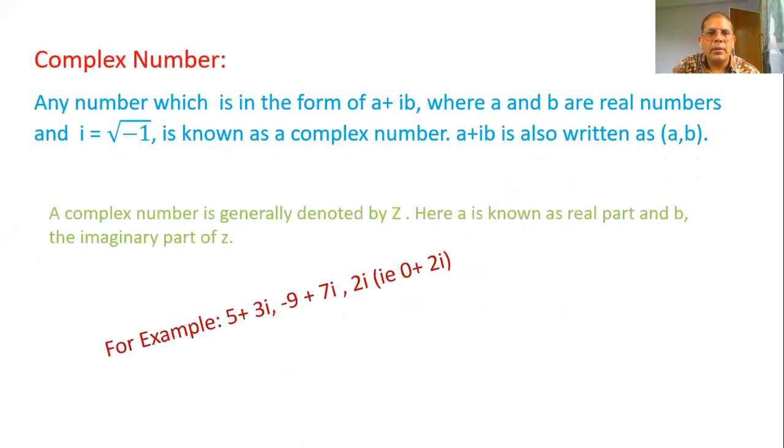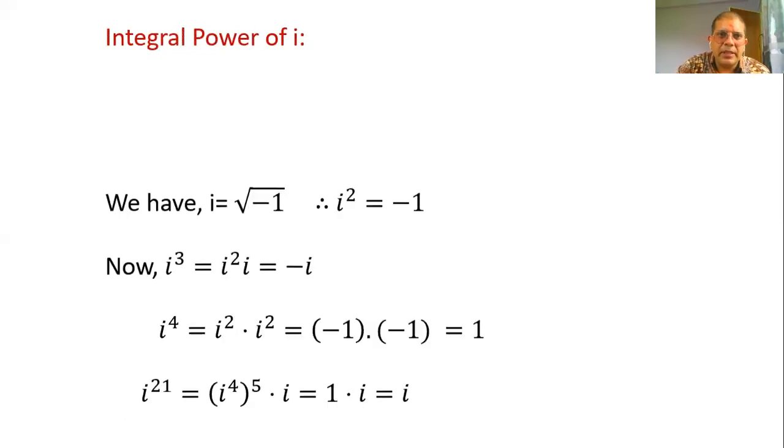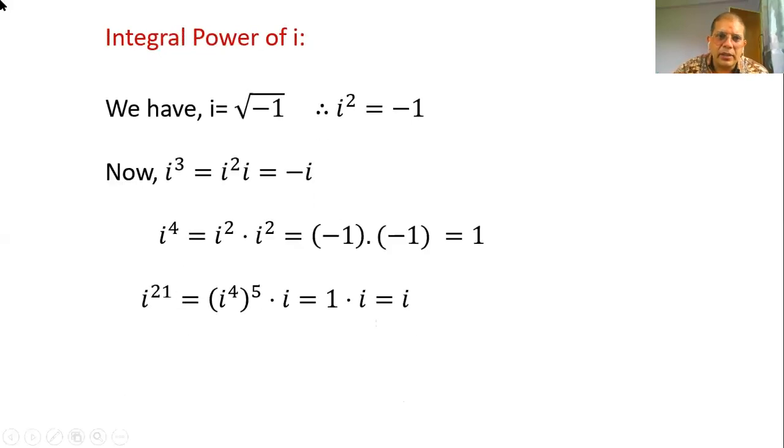After the definition of complex number, I want to give another concept, the integral power of i. If i = √-1, then squaring, you get i² = -1. Then i³ = i² · i¹, since 2 + 1 is 3. So i² is -1, and -1 times i is -i. Don't forget: i³ = -i.